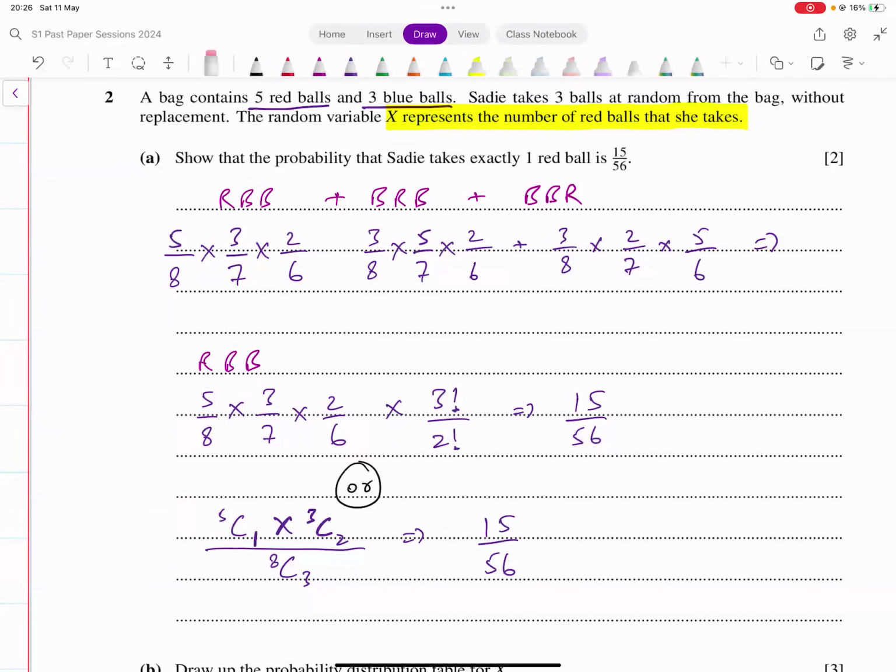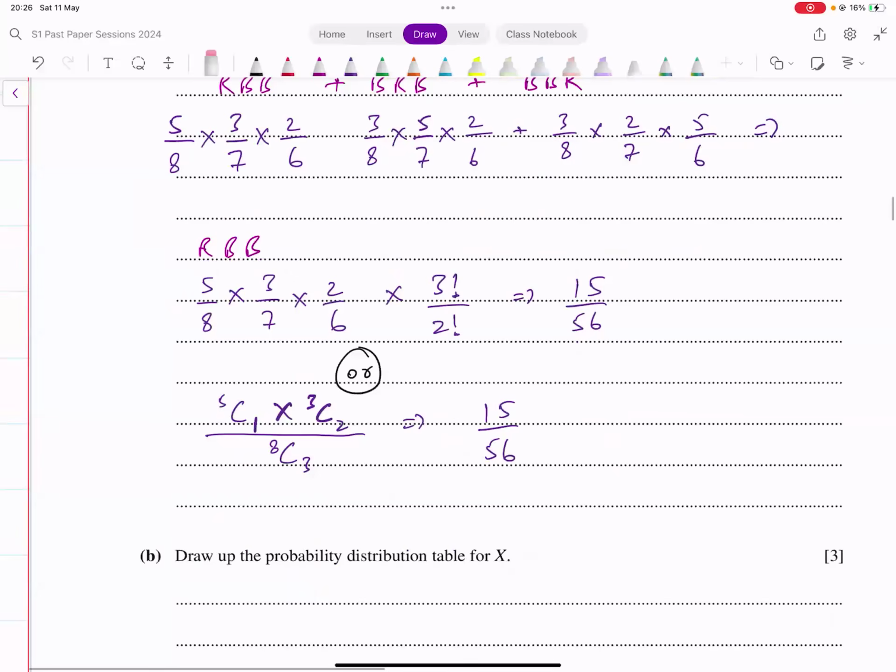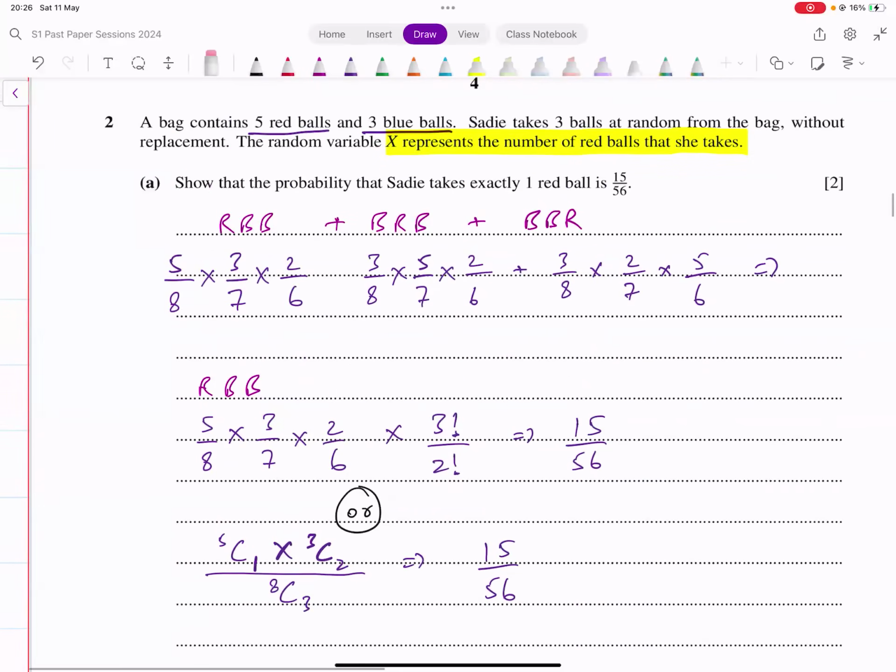Is that okay? Any problem with this? Because if you understand this first part, then the second part is just doing that same thing over and over again for the other possible values of x. Any problem with the first part? Because if you understand this, the second part is fairly straightforward then.